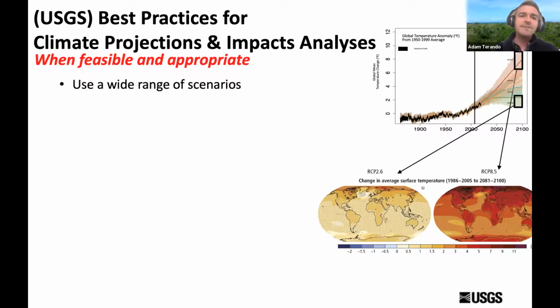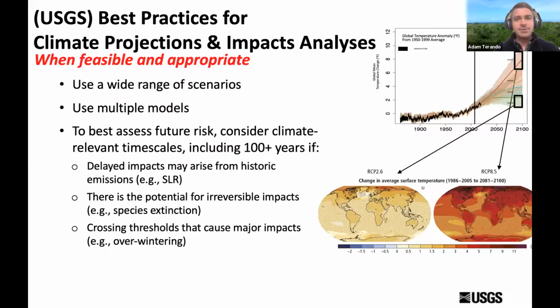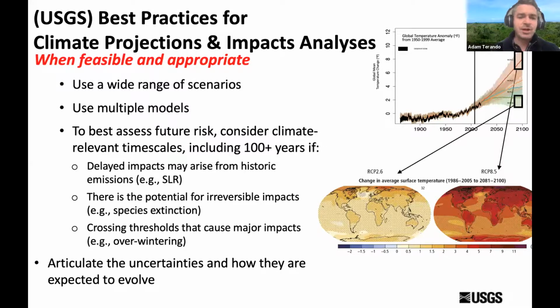So we caveat this by saying, when feasible and appropriate, use a wide range of scenarios. Use multiple climate models, and to best assess future risks, consider climate relevant timescales, including things that are 100 years or longer, depending on the decision context, and think about delayed impacts, say from sea level rise. Depending on the decision context, you might want to examine sea level rise projections 100, 500, or 1,000 years in the future, depending on what sort of decision you have to make. So these are the types of best practices that we recommend. And of course, try to articulate the uncertainties the best you can and how they're expected to evolve over time.